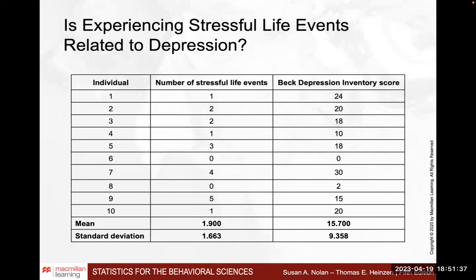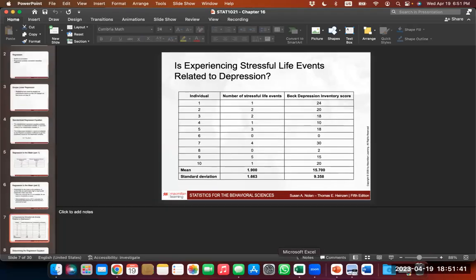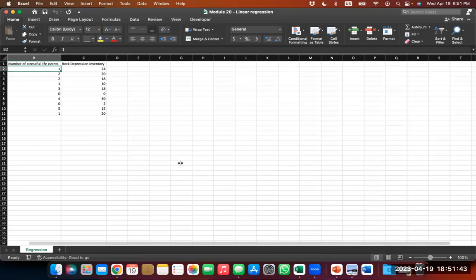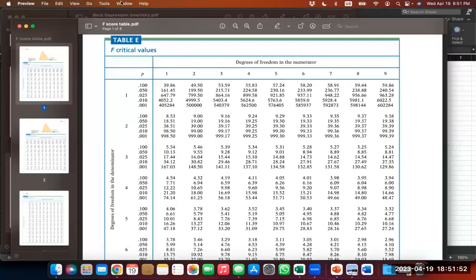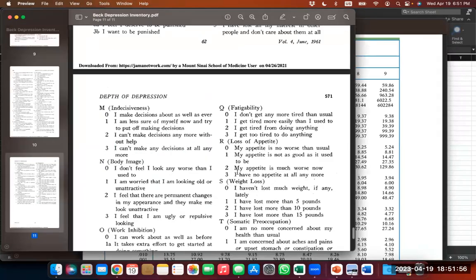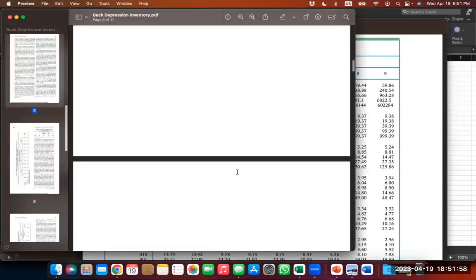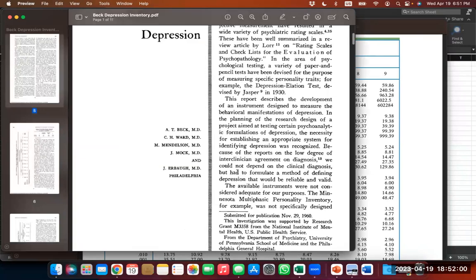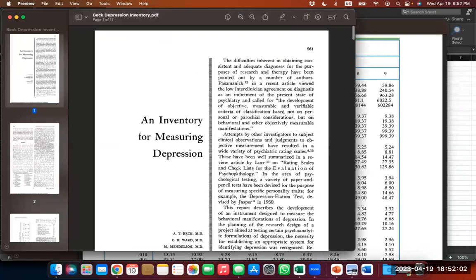And we will do this today, utilizing the data that I have shared with you on Canvas. So I included on Canvas this Excel spreadsheet, and I also included the Beck Depression Inventory paper. I like old papers, and this is a paper from the 60s, I believe.